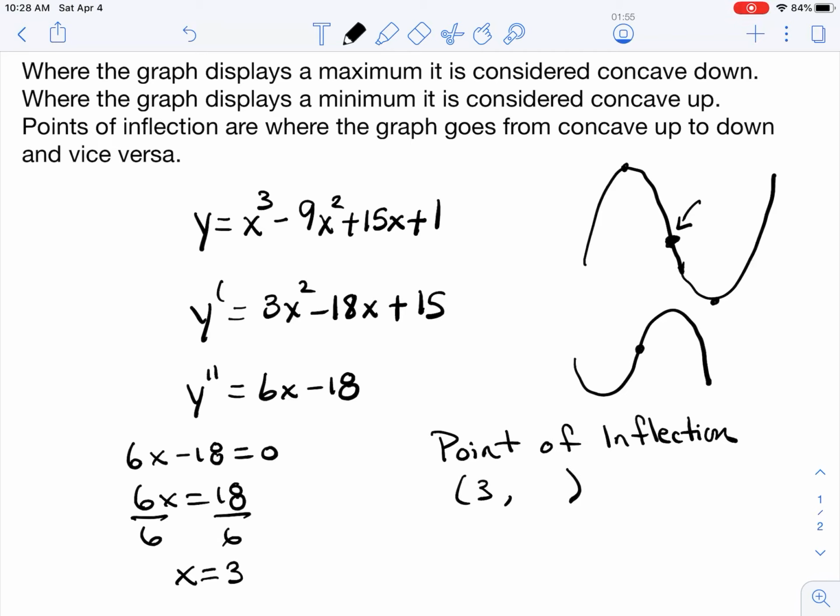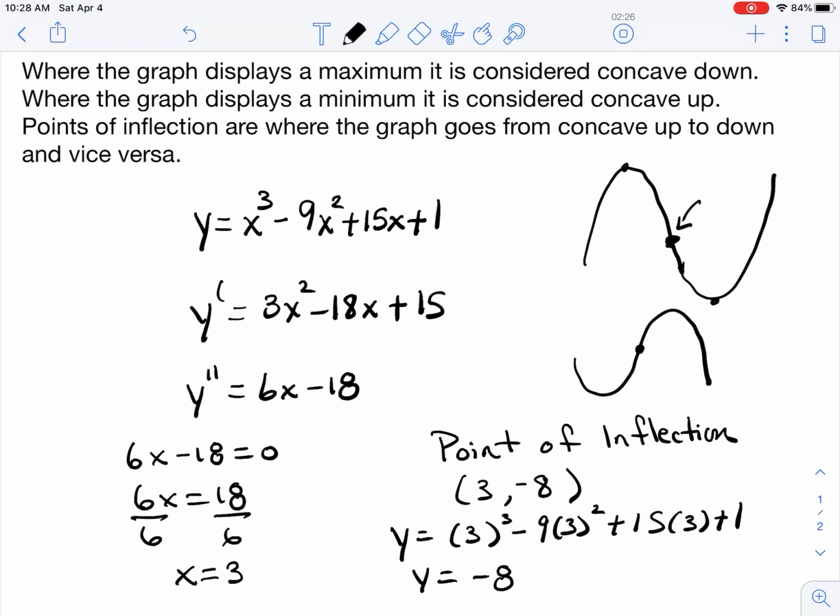Again, we're going to have to calculate that y coordinate, so we're going to go back to the original function. You're not going to go back to the derivatives. So back to that original function, and we are going to sub in 3. We're going to work that out, and that should come out to -8. I'm going to put -8 right here. So that is going to be my point of inflection.